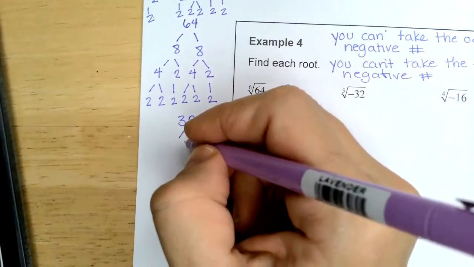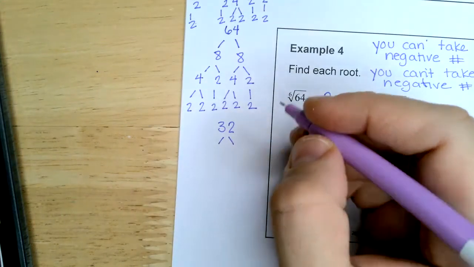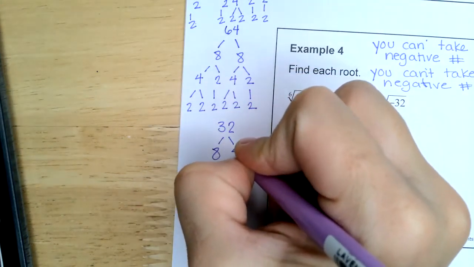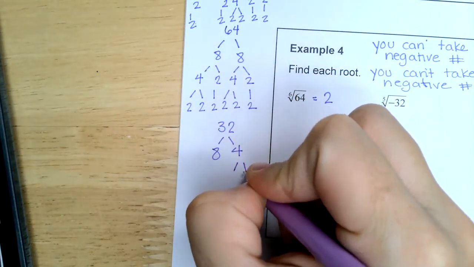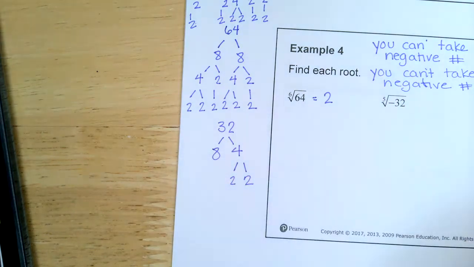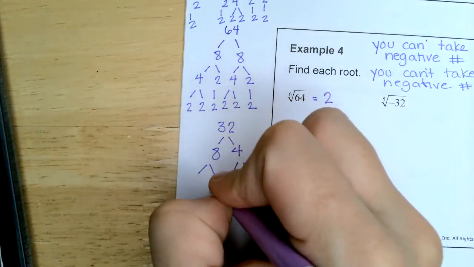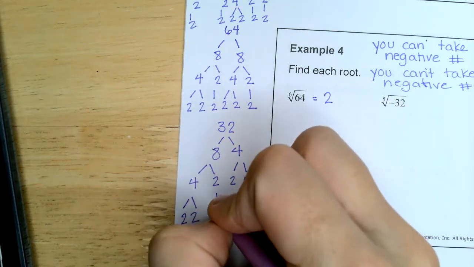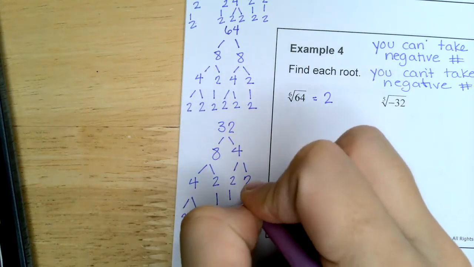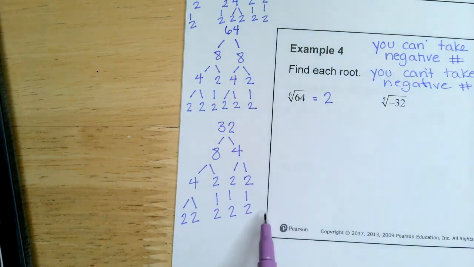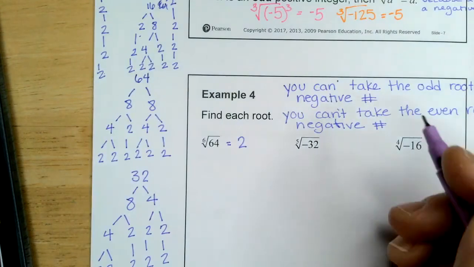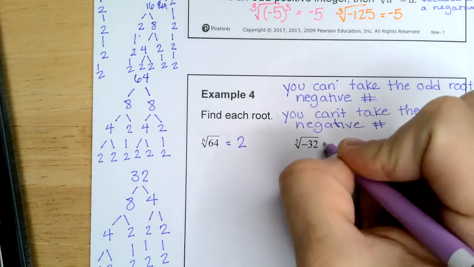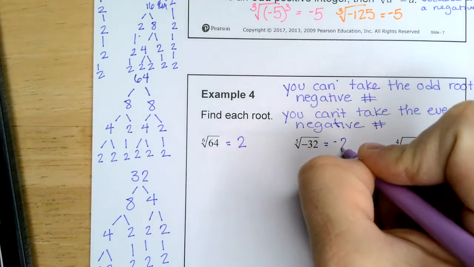All right, so 32, I'm going to say is 8 and 4. 4 becomes 2 and 2. 8 becomes 2 and 4. 4 becomes 2 and 2. Bring these down to the front. So there are 5 2's in 32. The fifth root of negative 32 is negative 2.